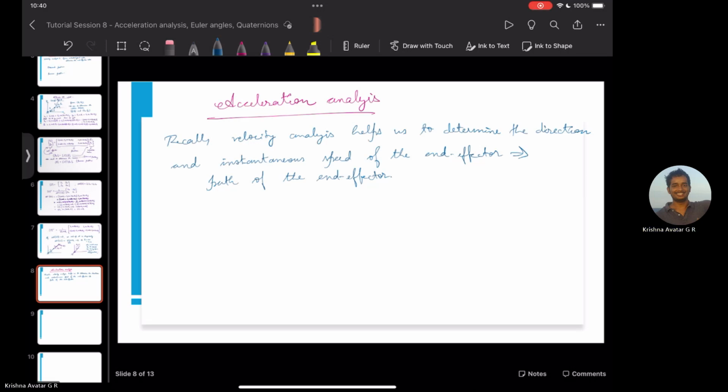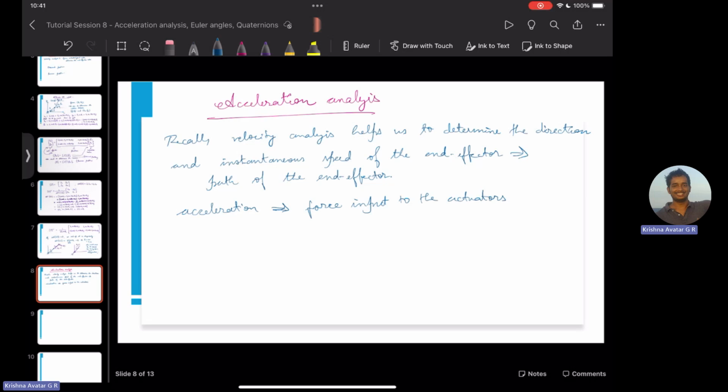Now we also need to determine the acceleration, right? Acceleration implies that we are able to estimate the force input to the actuators. That is the reason we need to do acceleration analysis.